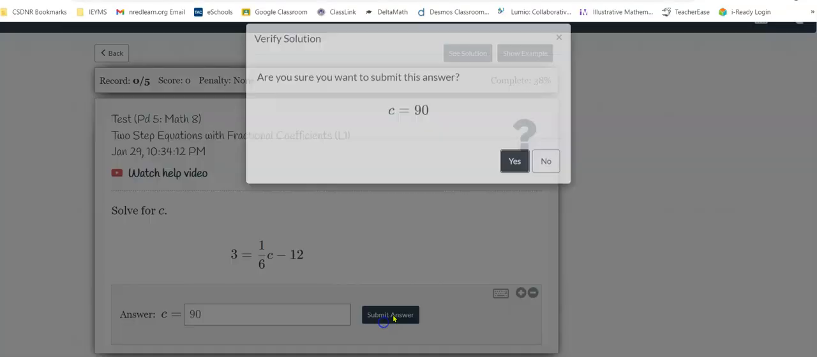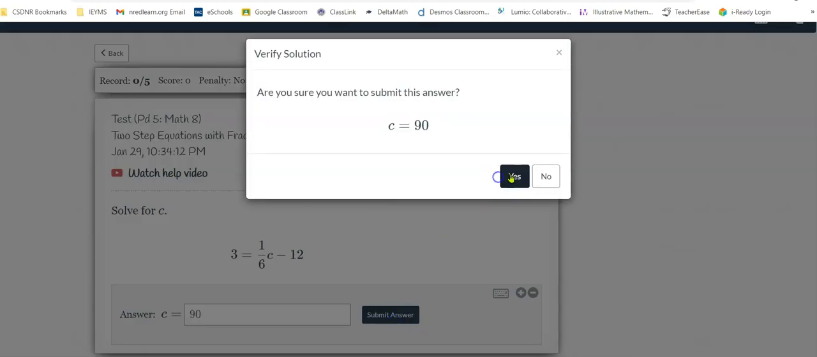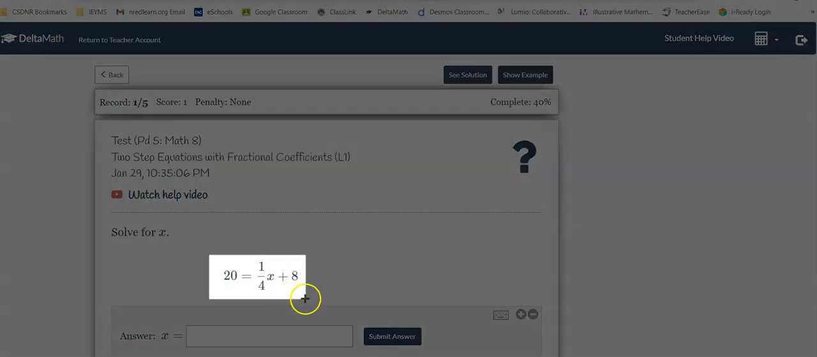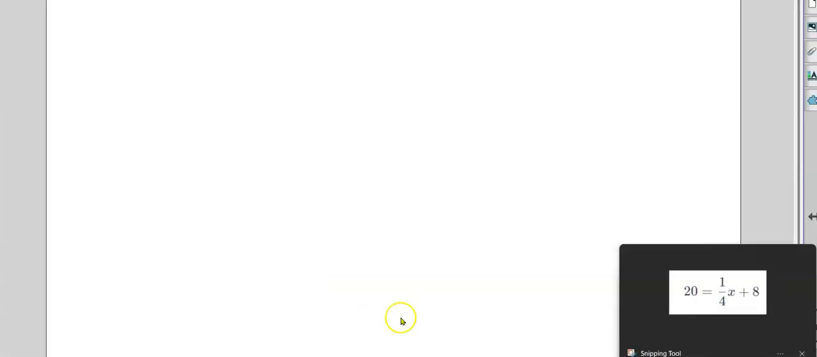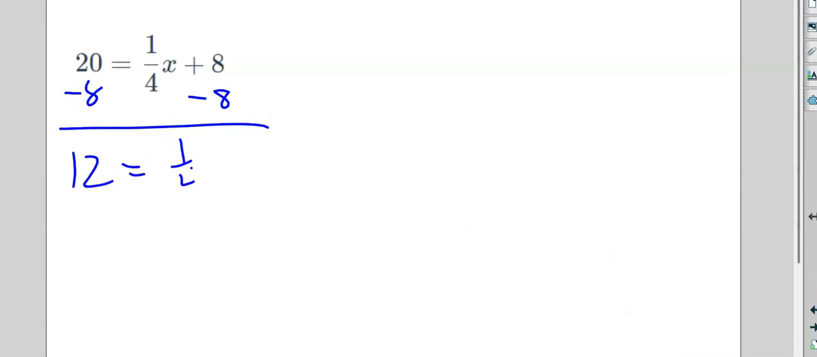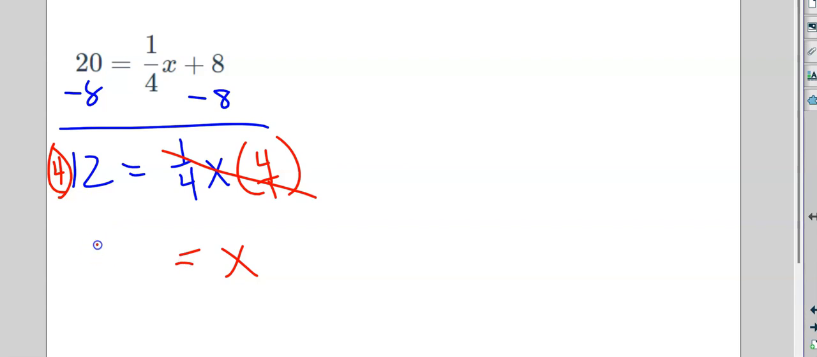Let's try this one more time. Again, with the coefficient that's a fraction, we're going to subtract 8 from both sides. And then we're going to multiply by the reciprocal. In this case, I'm not going to write the over 1 because I don't need to. So I'm going to multiply both sides by 4, giving me a 48.